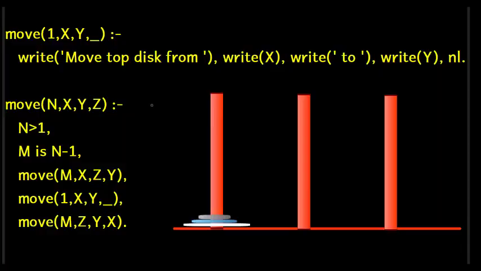So this is the required program code for Prolog to implement the Tower of Hanoi. I will also send the link where I have saved this program. I will share it in the description section. So this is the required code. Let us see how it works.